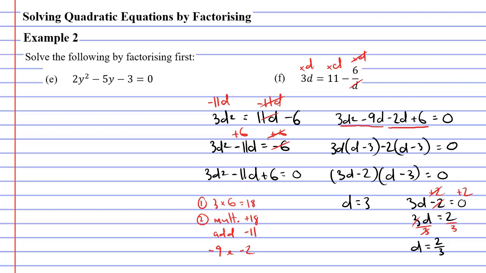So I get my two solutions. D could equal 3, or D could equal 2 over 3. Now I'm going to make the marker's life a little easier. I'm going to put rectangles around my two solutions so that the marker can find them easily. And I'll just write or here. I'm just stating that D could equal 3 or D could equal 2 over 3. Anyway, that concludes our video on example 2.